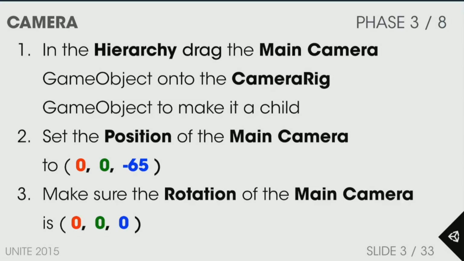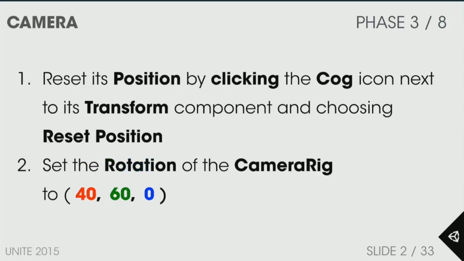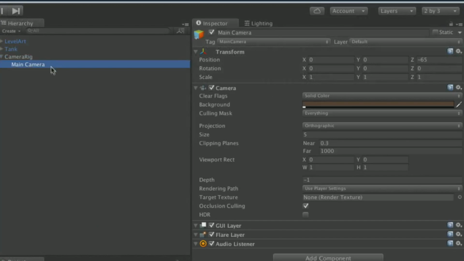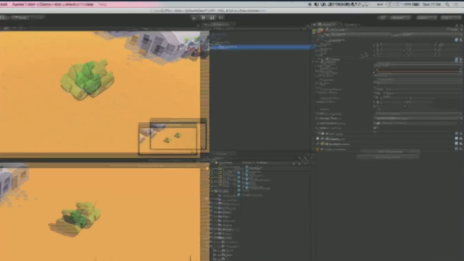Just to run through those things again. The camera rig's rotation should be 40, 60, 0. And the camera itself should be all zeros. Just a quick mention, the position that you see in the inspector is the local position of that game object. Because our main camera is a child of the camera rig, its position is local to the camera rig. So it doesn't have any variation in the X and Y coordinates, but it is further back. It's 65 units back, but no variation in X and Y.